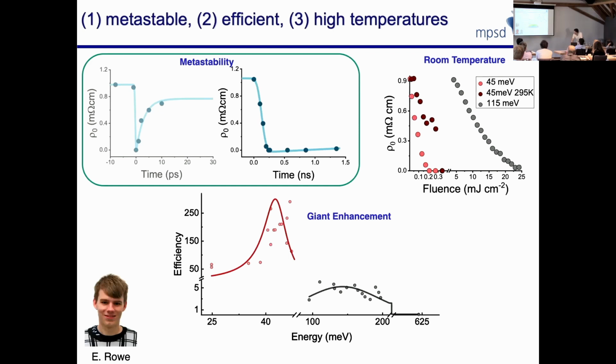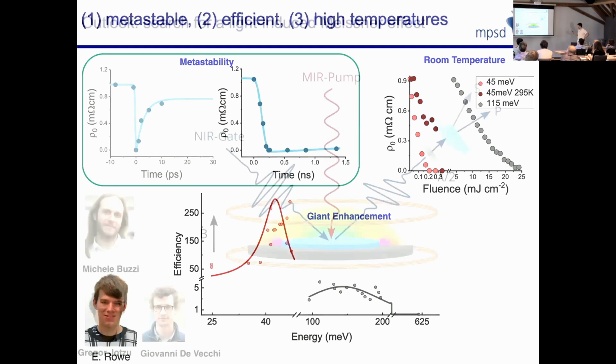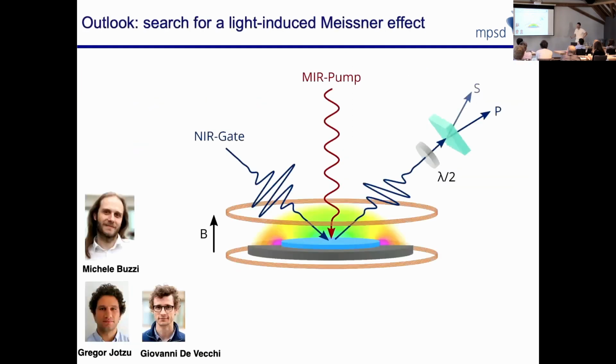We have a group of extremely talented people who are trying to measure the light-induced Meissner effect. This is led by Michele Buzzi, who's a staff scientist in my department. Gregor Jotzu is a postdoc. He's a very interesting person who worked in cold gases before and joined our group to do ultrafast. And Giovanni De Vecchi is a PhD student who's also very good. And the way the experiment is being done is the following. The gray thing is supposed to be the potassium C60.